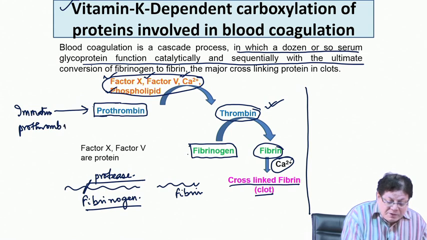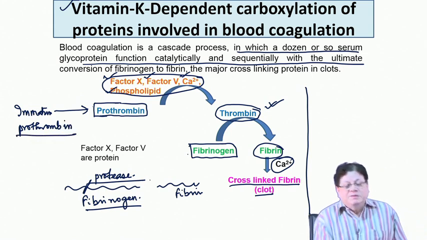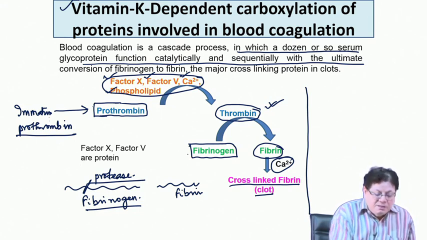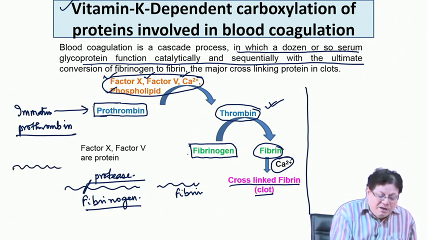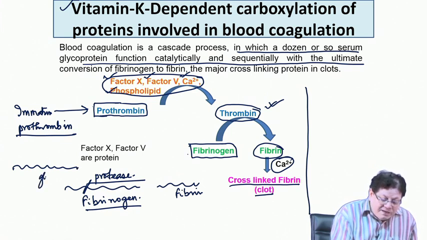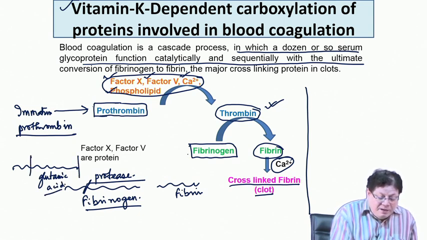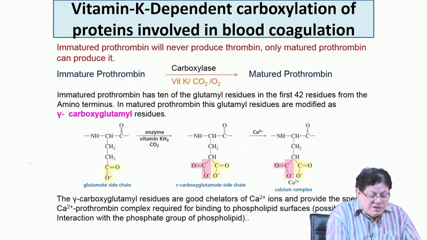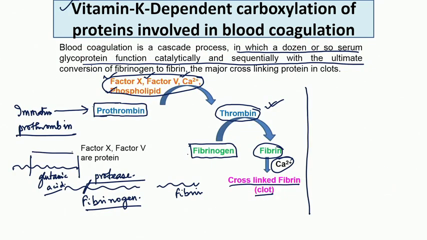What is immature prothrombin? If you look at the amino acid sequence in this protein, you will see that there are many glutamic acid residues at the terminal end. There are at least 10 glutamic acid residues within a stretch of 1 to 40. That means, out of say 40 amino acid residues, 10 are glutamic acids.